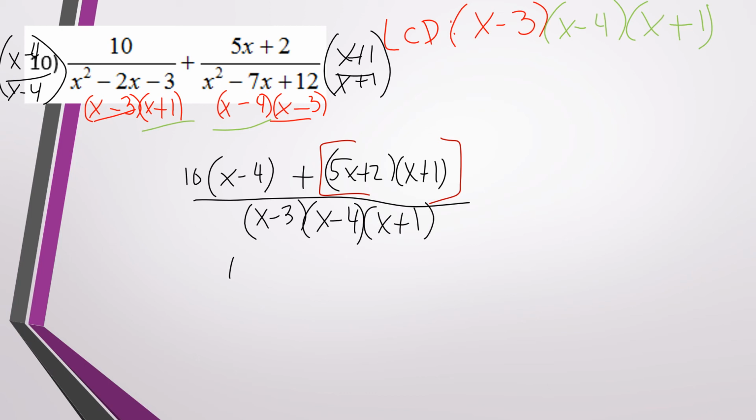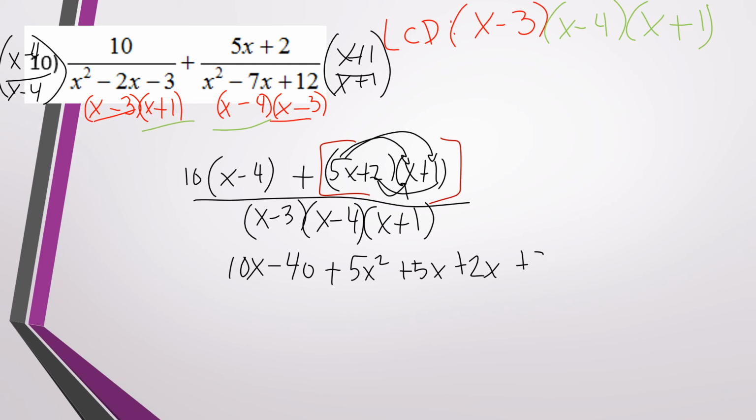So 10 times x is 10x. 10 times negative 4 is negative 40. And then it's going to be plus 5x times x is 5x squared. 5x times 1 is 5x. 2 times x is 2x. And then 2 times 1 is 2. All over x minus 3 times x minus 4 times x plus 1.